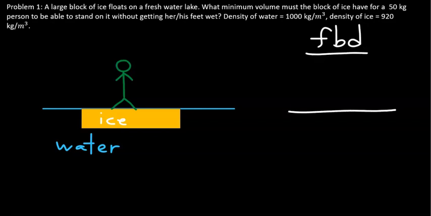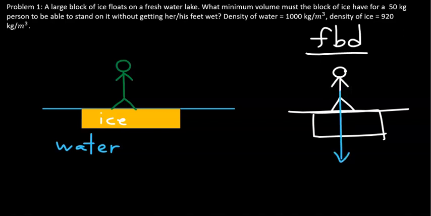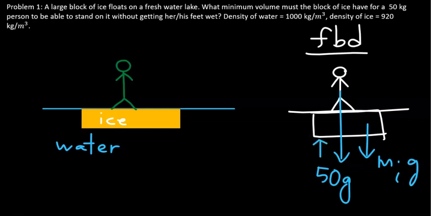So you have this person, so that is the ice block, and the person is standing on it. So the free body diagram for this person ice block system is as follows. Now you have the person's weight acting like that, and that is 50 times gravity. You have the weight of the ice block, let's call it M ice G, and you also have a buoyant force acting upward, let's call it FB.